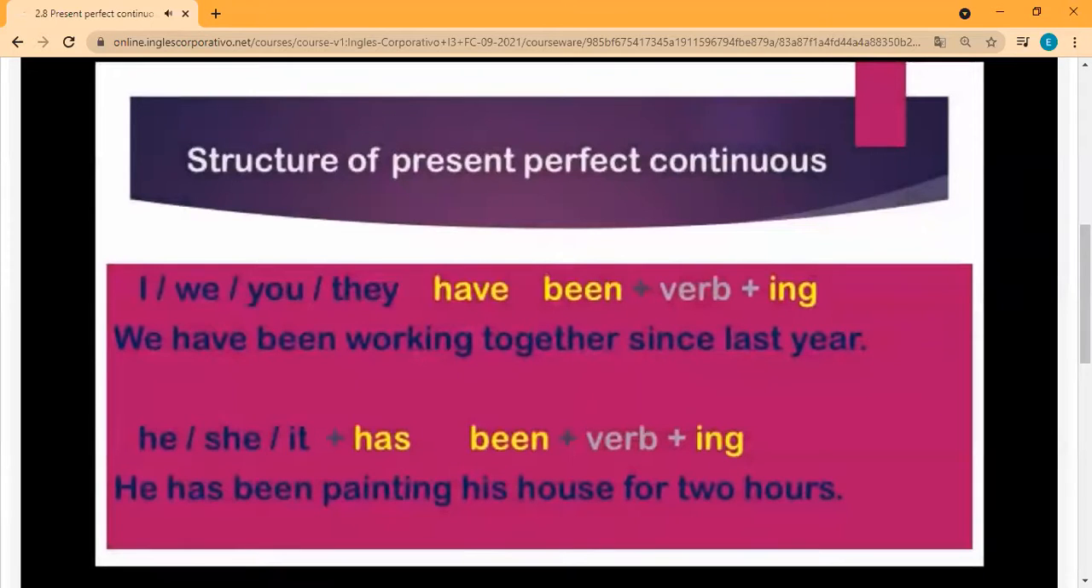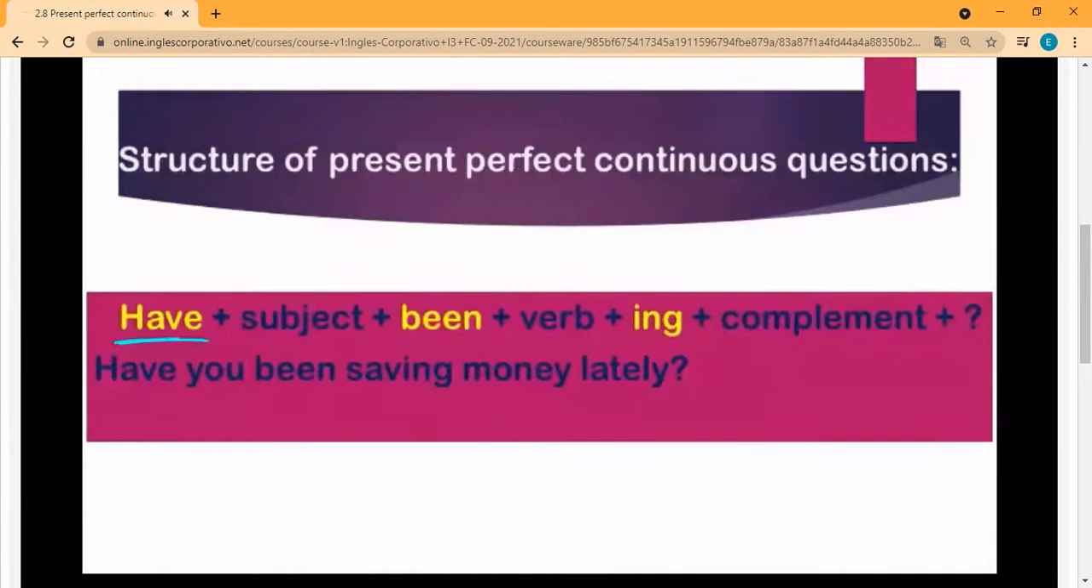And last but not least, we'll go over the structure of this tense. For affirmative, this is what we use. I, we, you, they, plus have been, plus verb, plus -ing. He, she, it, plus has been, plus verb, plus -ing. In negative, we need to add the word not between have or has and been. And as always, in questions, the helping verb or the auxiliary goes at the beginning, followed by the subject, like this. Have plus subject plus been plus verb plus -ing plus complement. Have you been saving money?